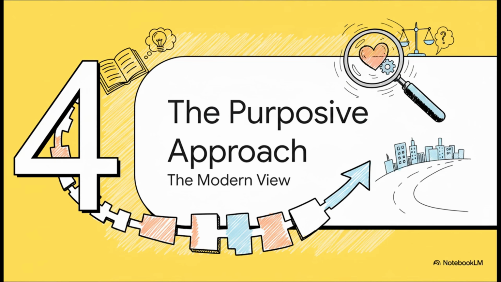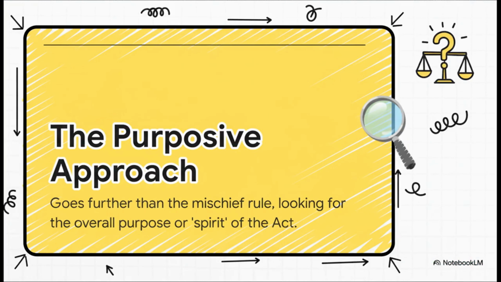So, the mischief rule is all about looking back to fix an old problem. But what about now? Laws today are often more complex, and they need a more forward-looking interpretation. And that brings us to the final and most flexible tool in the kit, the purposive approach. This approach is way broader. Instead of just hunting for one specific historical mischief, judges try to figure out the overall purpose, the spirit, if you will, of the entire law.